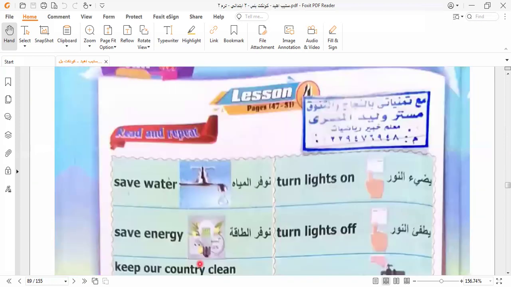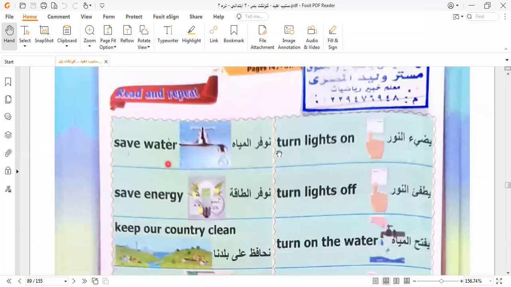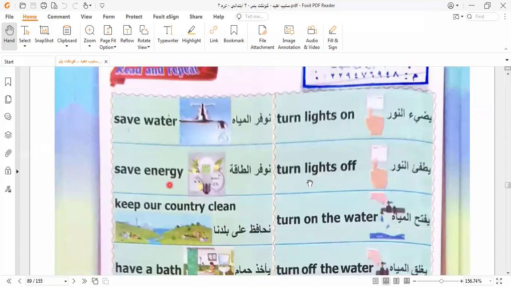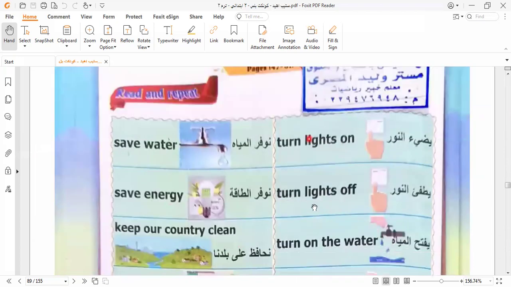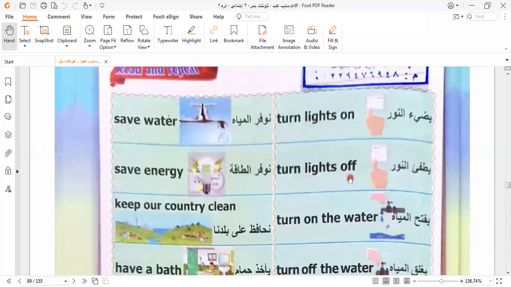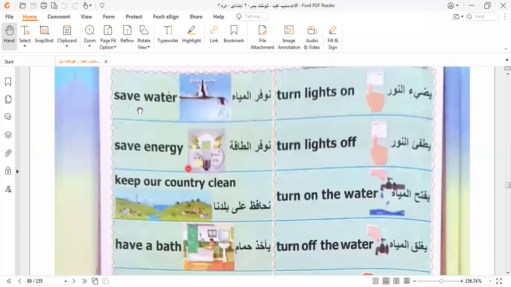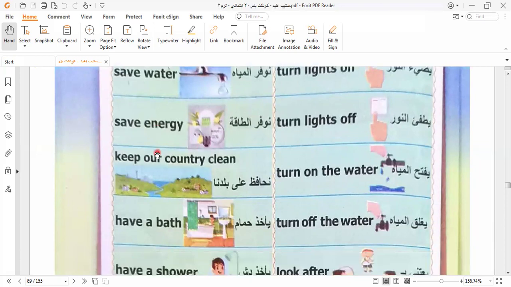Let's go to lesson 4 here. Here we have save water, turn light off, save energy, turn light off. Turn light on and turn light off. Turn light off means I switch off the socket for lighting. When I turn off, I close it. We have save water and save energy, and we know later how to save both energy and water in this country. Keep our country clean.